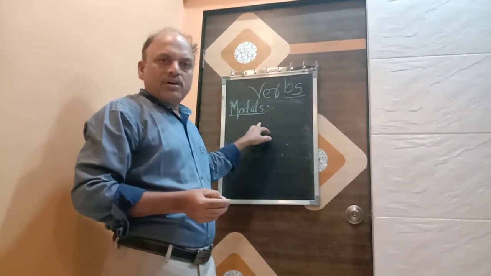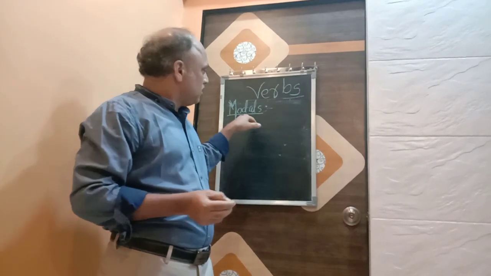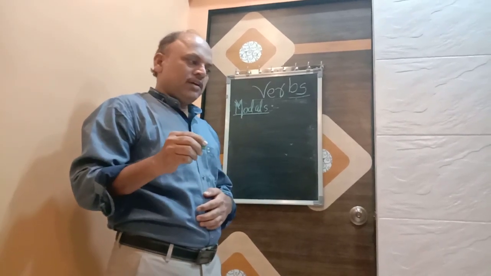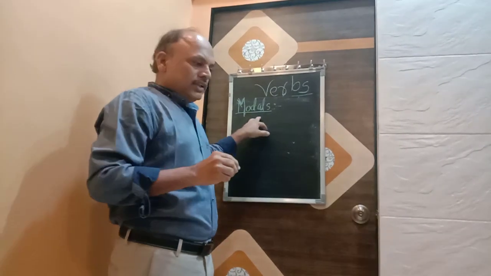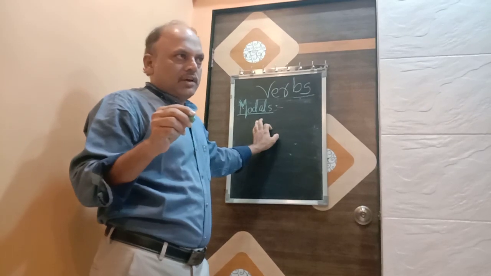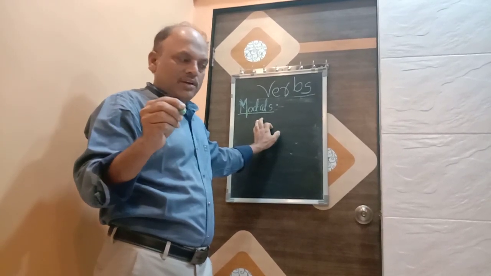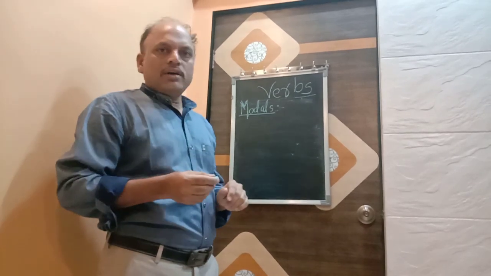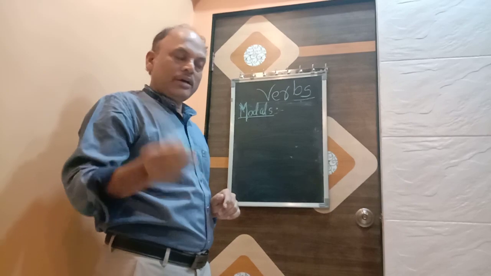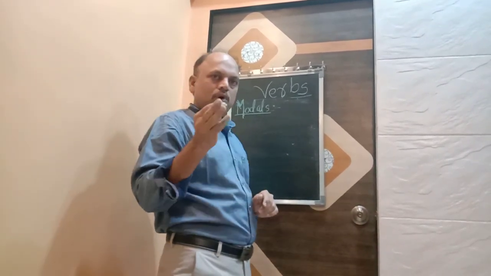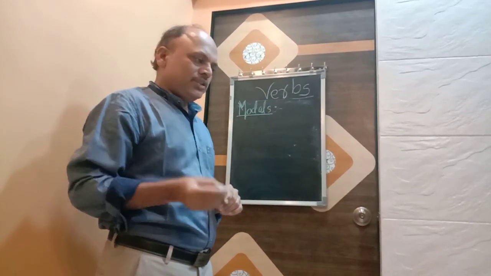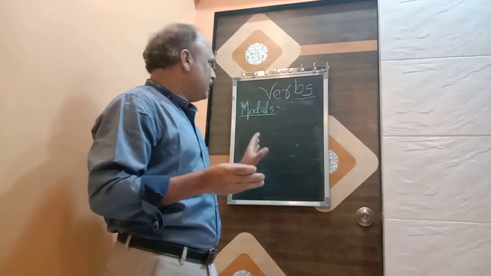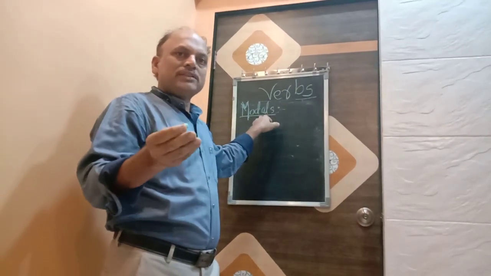So friends, the next part of verbs is modals. Modals help us to understand the mood of the sentence. Modals are the auxiliary verbs which help us to understand the feeling, possibility, predictions, and ability in a sentence. The auxiliary verbs which we just saw, can, could, shall, should, will, would, etc., these 14 auxiliary verbs. With some exceptions, be, have, and do, the rest of the auxiliary verbs are used in a sentence as modals, that is, to express the mood in a sentence.